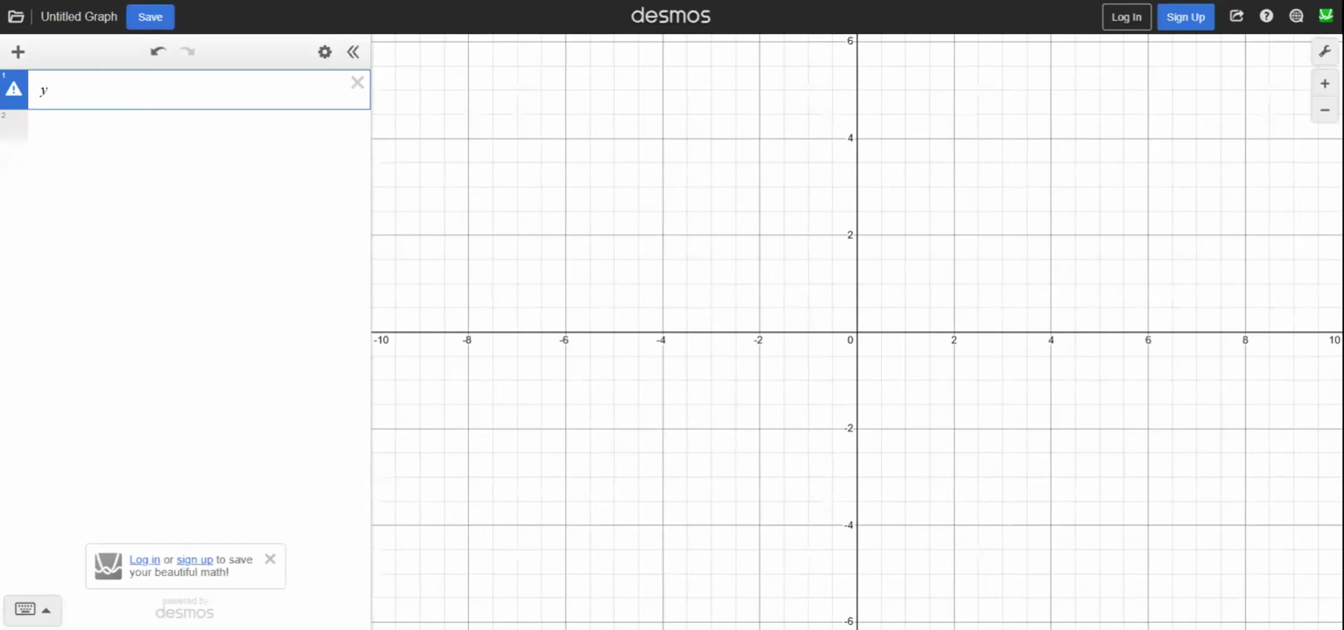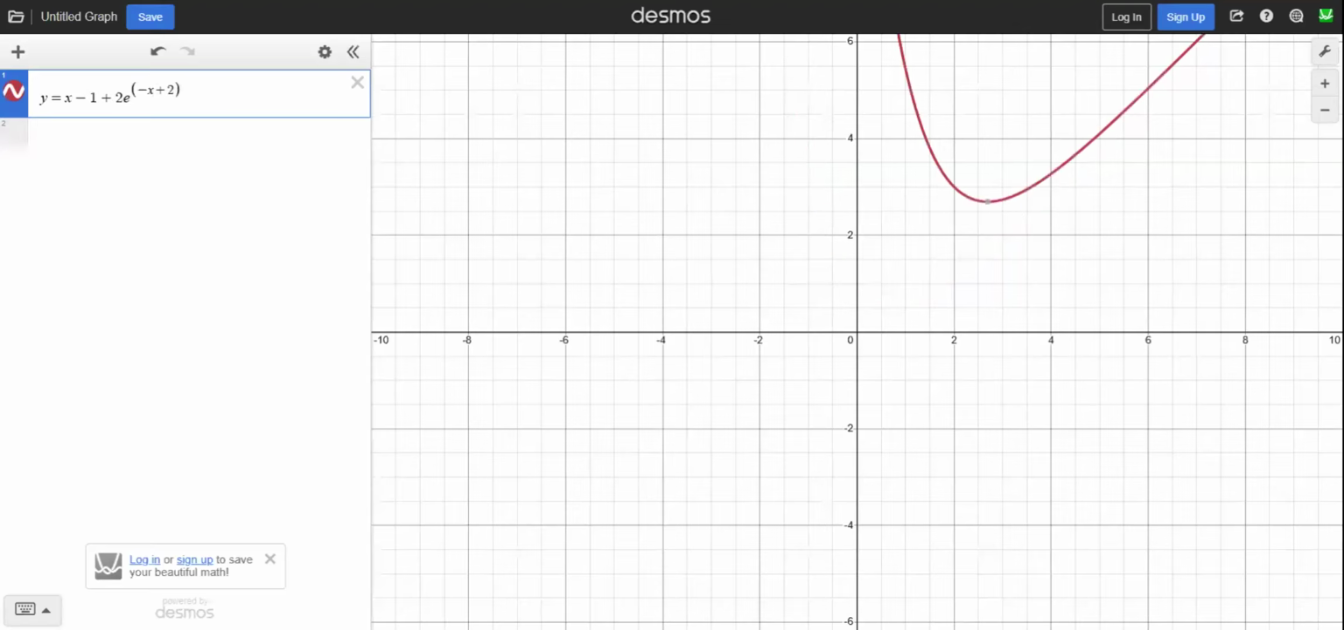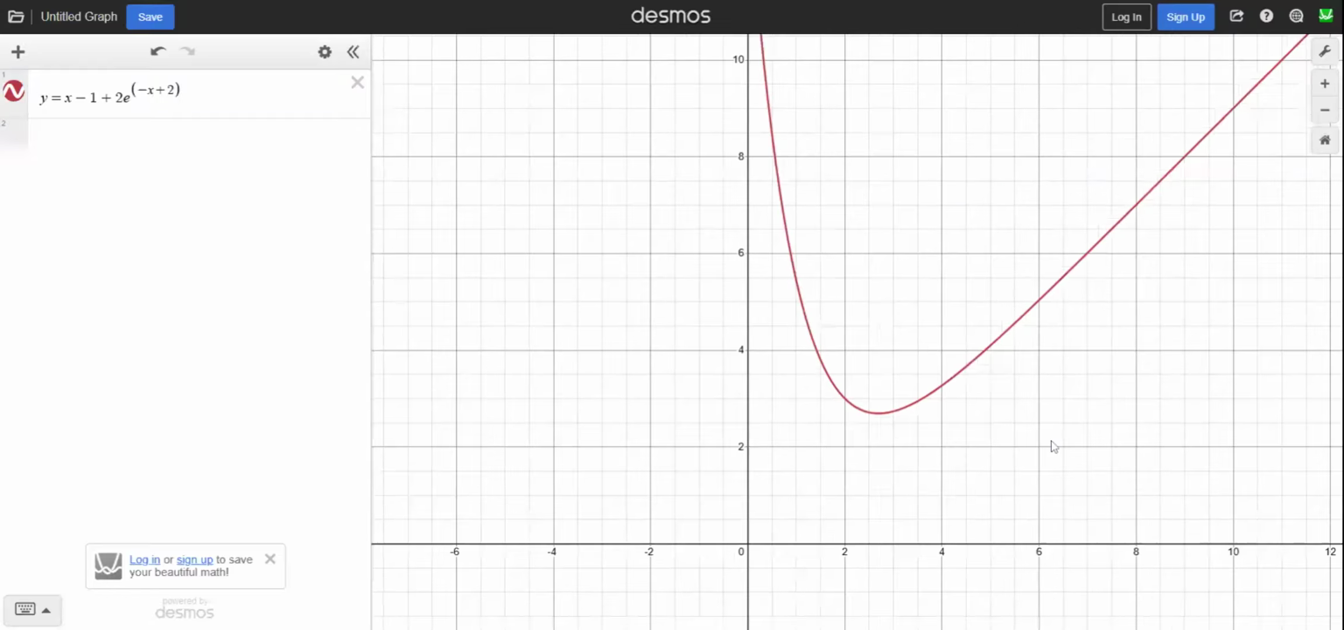Okay, so the actual solution is y equals x minus 1 plus 2 e raised to the negative x plus 2. Oops, I want this in the exponents. I guess I have to do a parenthesis. That's 2, right? That was it there, I said. Okay, so there's the actual solution to the differential equation, that initial value problem.